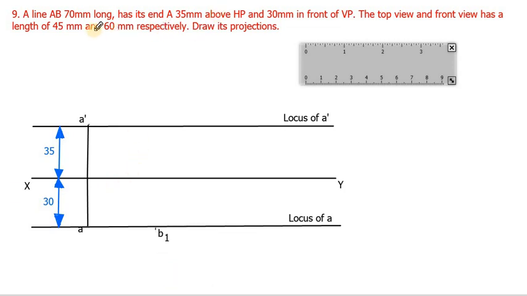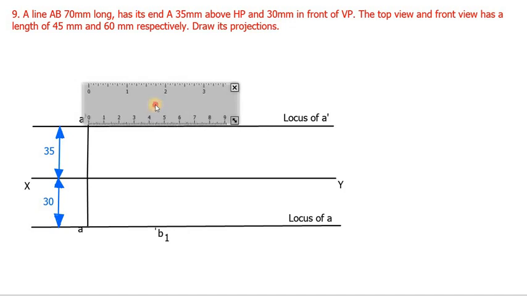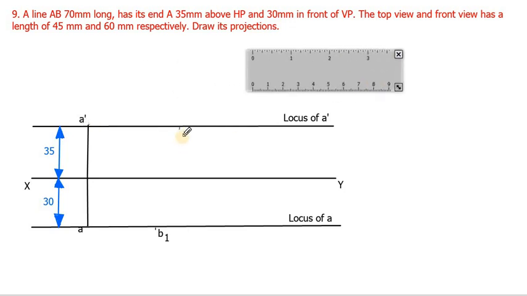Okay, similarly the front view length is given as 60 mm, so that should cut at locus of A dash. So take the scale and at locus of A dash mark 60 mm. So 60 will be here, so mark the point. So this can be named as B2 dash. Okay, we know that there will be a vertical line from B1 towards upward and B2 dash towards downward. So let us draw that line. So from B2 dash, draw one vertical line to some extent.